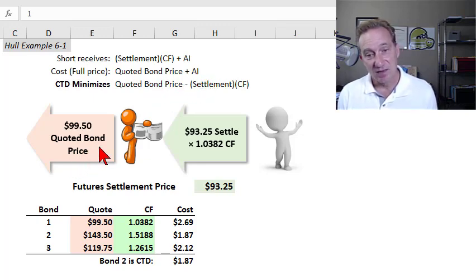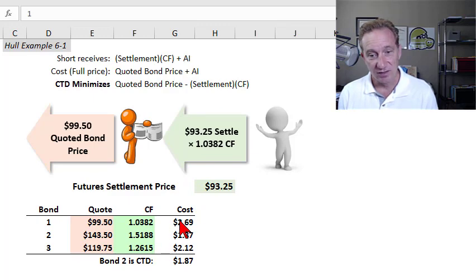They will pay that, and then they will deliver the bond, and what will they receive? They will receive the futures settlement price, and we're just assuming here, following John Hull's example, that the futures settlement price happens to be $93.25. That's going to be constant. However, what the short position receives when delivering this bond is that settlement price multiplied by the conversion factor applicable to the bond delivered. So if the first bond is delivered here, it has a conversion factor of 1.0382. It gets multiplied by the settlement price.